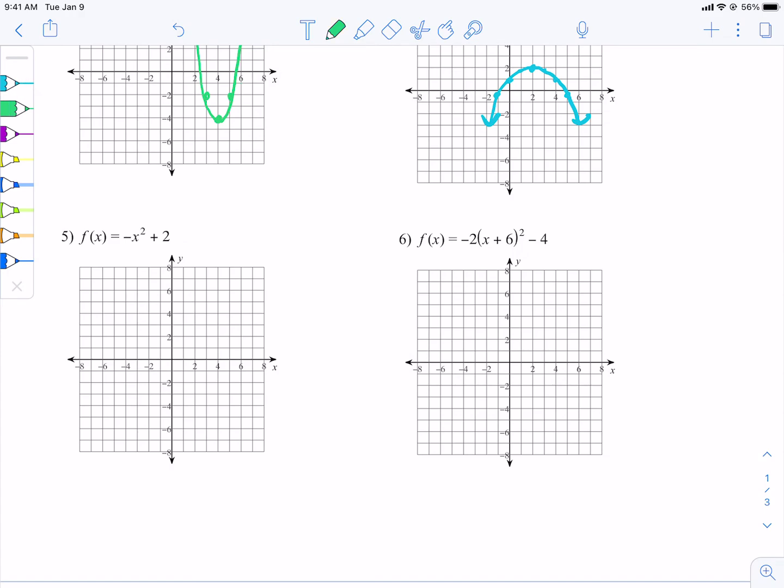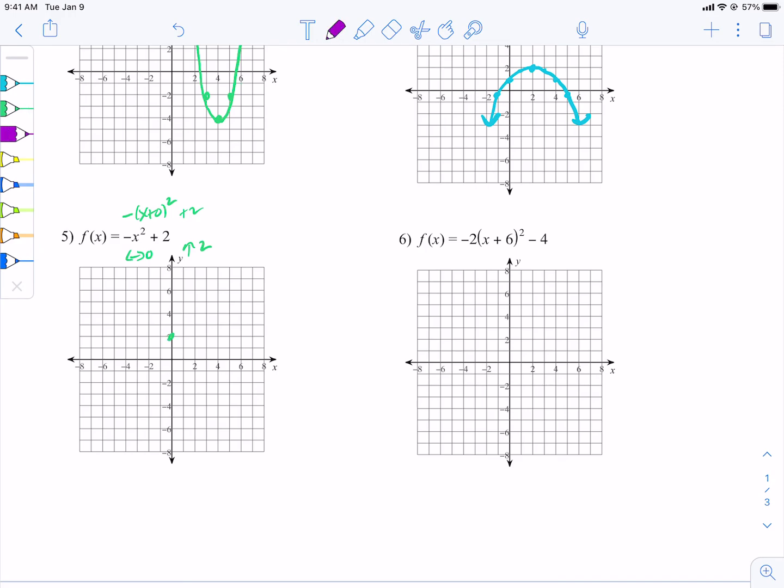So here, inside the parentheses, notice we don't have parentheses on this one. So this is really (x plus 0) quantity squared, and then add 2. So we're not going left or right at all. So left or right by nothing, and then we're going up by 2. So our vertex is at (0, 2).